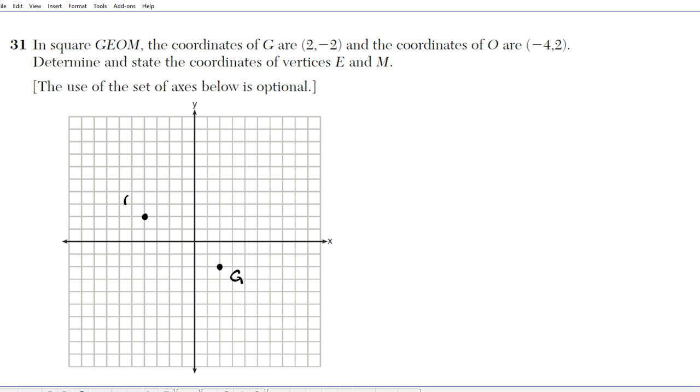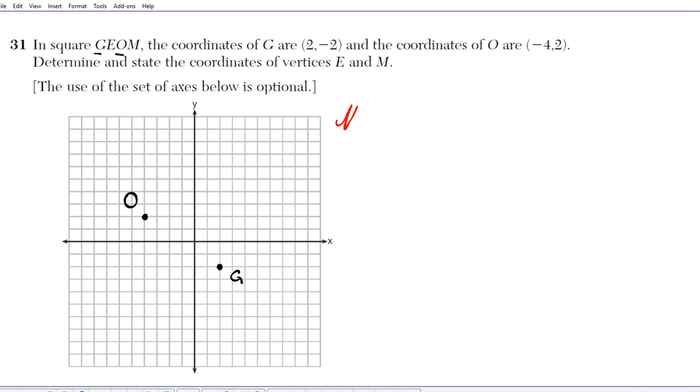This is O. The square is GEOM. So based on the order, we can easily tell that G and O are opposite each other. Okay, so GO is basically one of the diagonals of the square. Now, what do we know about diagonals of squares?